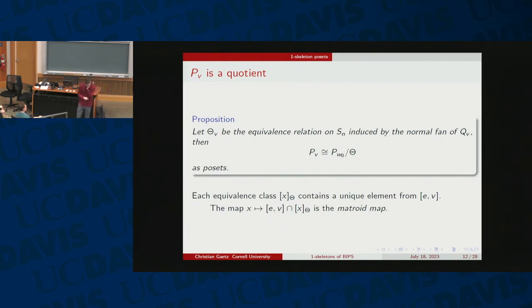So I'll show an example of that soon, but this should worry you slightly because in general, you're not just allowed to take quotients of posets by equivalence relations and end up with even a poset, let alone an interesting one. So there's something that goes into saying that this is even a well-defined thing to do.